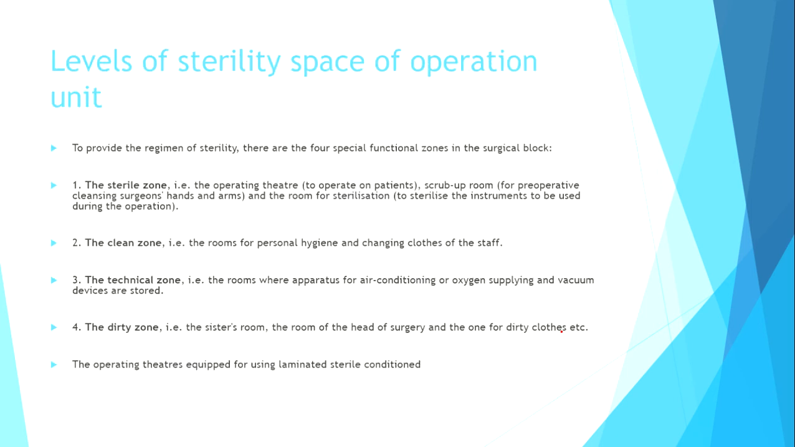Levels of sterility, space of the operation unit. To provide the regimen of sterility, there are 4 special functional zones in the surgical block. First one, the sterile zone: the operating theater to operate on patients, the scrub room for preoperative cleansing of surgeons' hands and arms, and the room for sterilization to sterilize the instruments to be used during the operation.